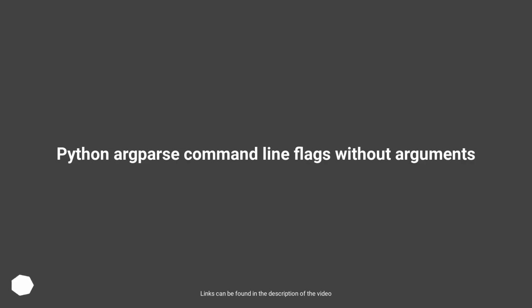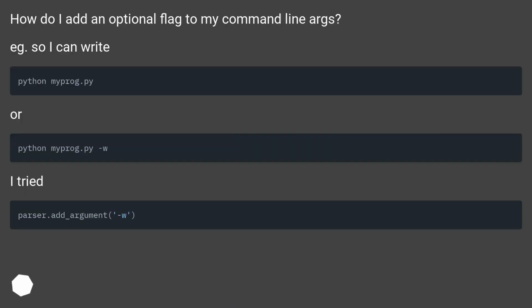Python argparse command line flags without arguments. How do I add an optional flag to my command line args? E.g. so I can write.